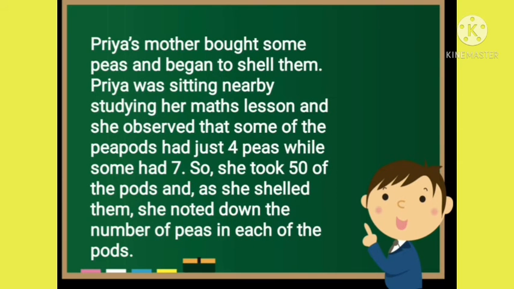Let us see an example. Priya's mother bought some peas and began to shell them. Priya was sitting nearby, studying her maths lesson, and she observed that some of the pea pods had just 4 peas while some had 7. So she took 50 of the pods, and as she shelled them, she noted down the number of peas in each of the pods.